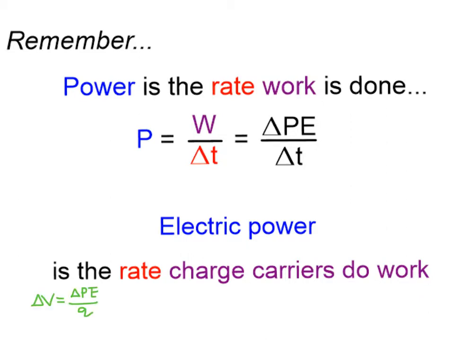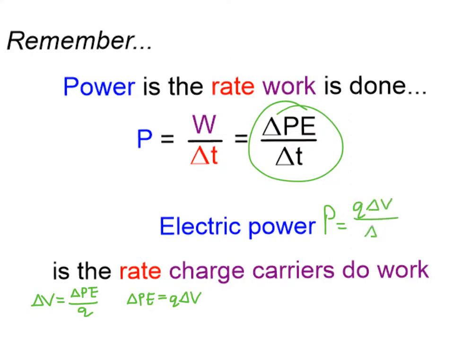You'll remember from previous sections that we can look at potential energy when we're talking about electricity via this equation: change in potential equals potential energy over the charge. If we simply rewrite the equation in terms of potential energy, we get potential energy being equal to charge times potential difference. And if we substitute that into our equation for power up here, we can say that for electrical power, power is equal to the charge times potential difference over delta T.